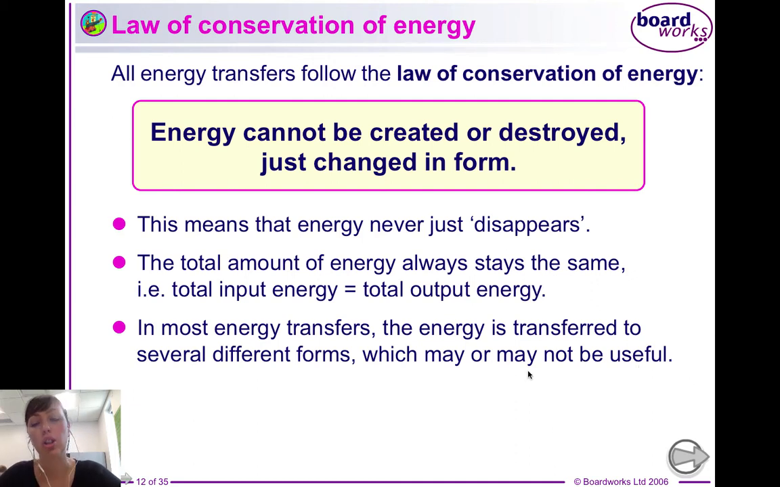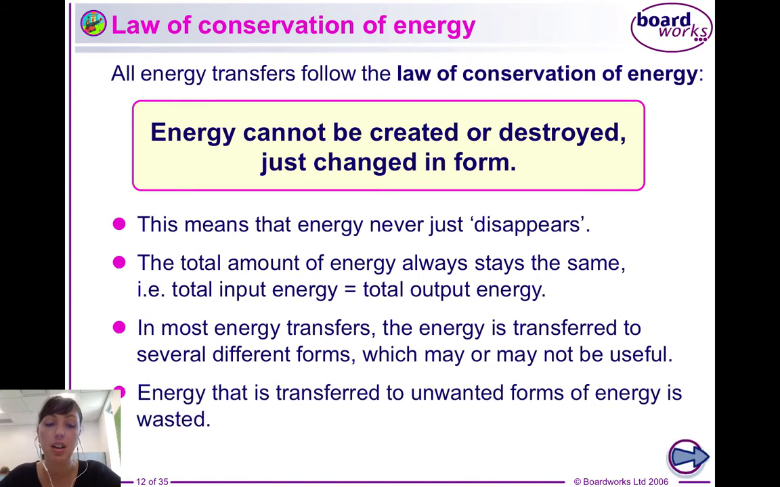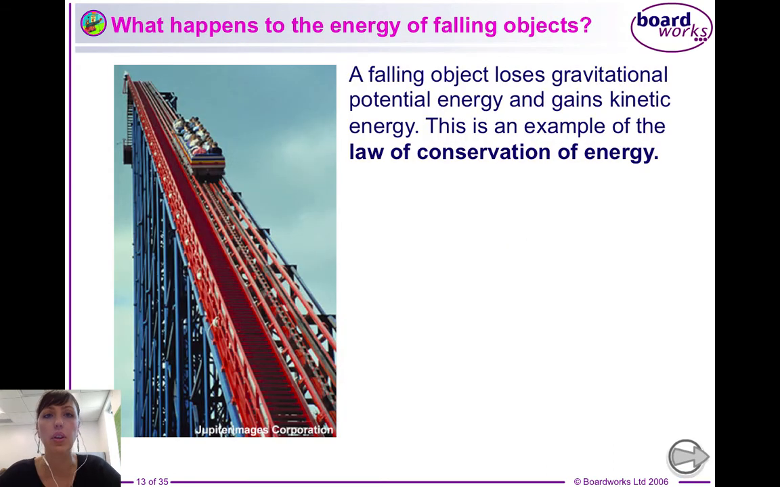Okay, so in most energy transfers, the energy is transferred to several different forms, which may or may not be useful depending on what the object is. So energy that is transferred to unwanted forms of energy is considered wasted. And obviously this is wasted for what we are using the device for. Okay, so what happens to the energy of falling objects?